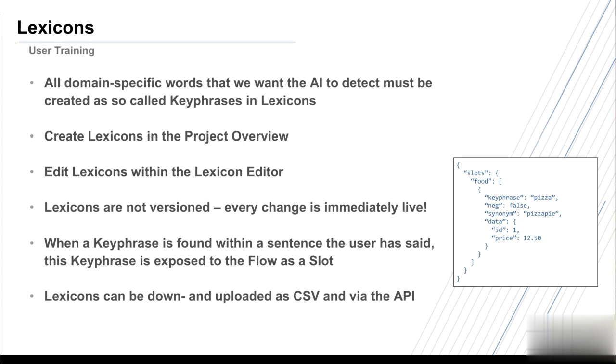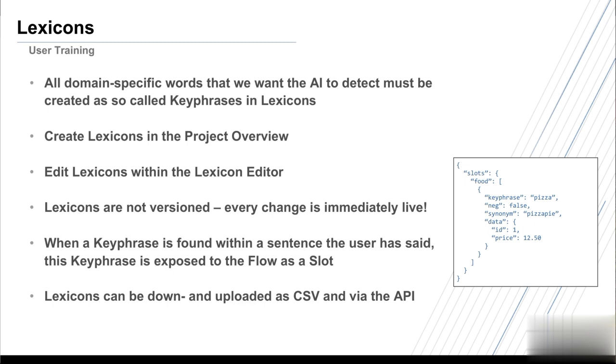If you want Cognigy to recognize domain-specific terms, such as product names, categories, or features, you'll add them as key phrases in a lexicon. Lexicons are a list of domain-specific terms that can be associated with tags and synonyms. We edit lexicons in the lexicon editor. Note that unlike flows, lexicons aren't versioned. When a key phrase is found within a sentence, this key phrase is exposed to the flow as a slot.